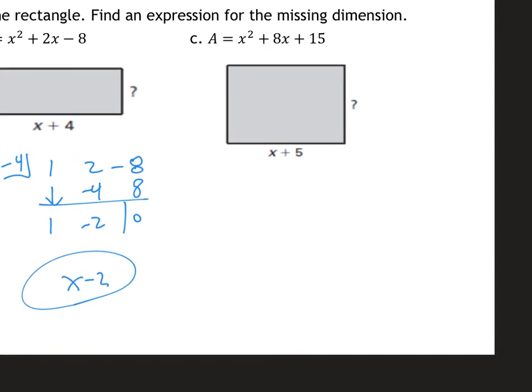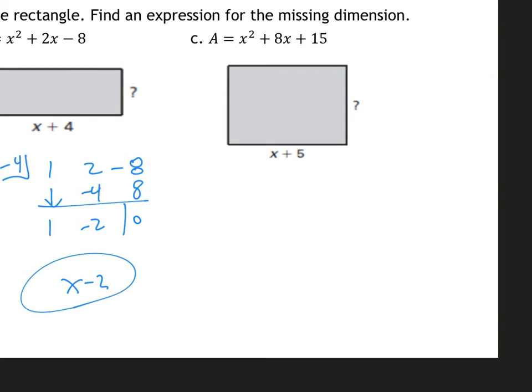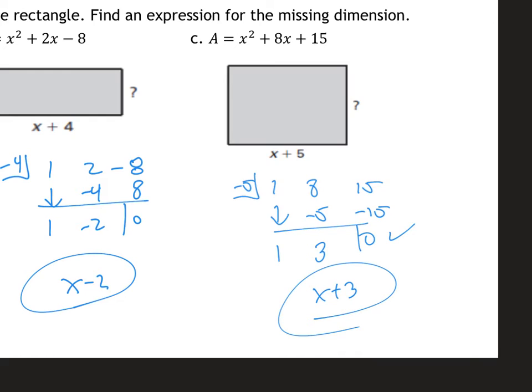And then C, if you want to pause it and go through it, you can. So opposite, so -5, because we're setting the 0 equal to it. I got 1, I got 8, and I got 15. Bring down the 1. 1 times -5 is -5. Add down, you get 3. 3 times -5 is -15, you get 0. Perfect. So x plus 3 is the other factor. Cool.